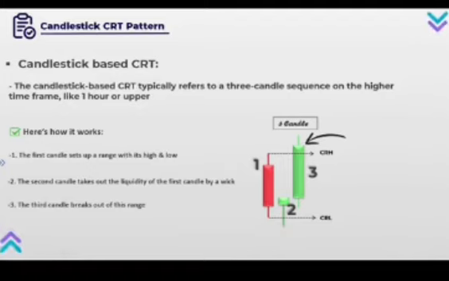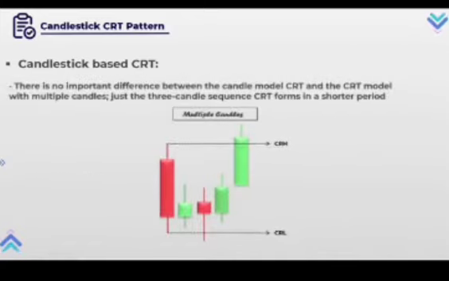Keep in mind, though, that the CRT model doesn't always have to be a three-candle sequence. It can also form with a series of more than three candles. The key difference is that a three-candle sequence typically happens over a shorter period, but the principle remains the same whether it's three candles or more. For example, in this candle series, you can see that multiple candles were formed to reach the highest point of the range candle.